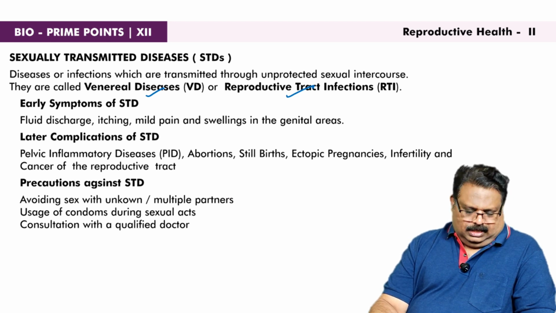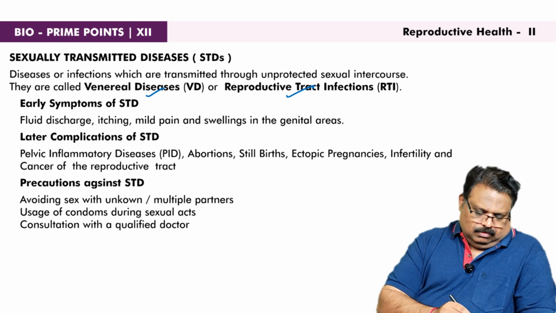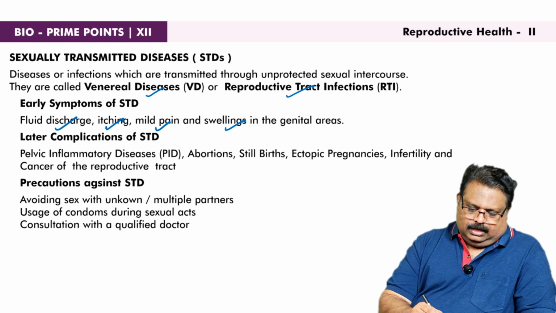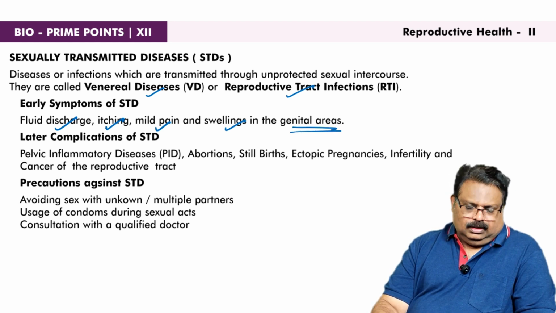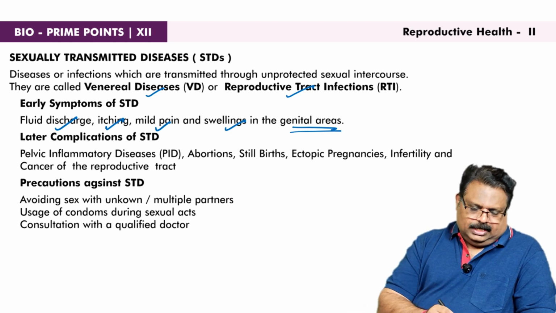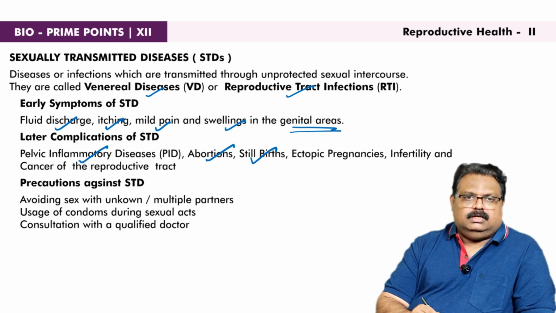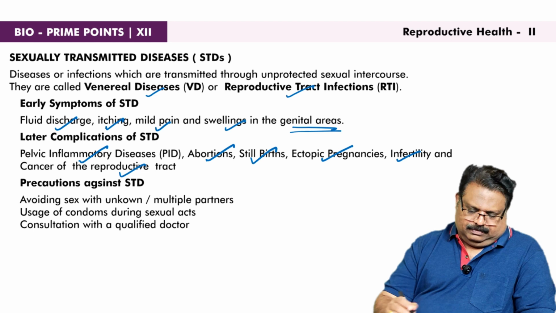What are the early symptoms of STD? The early symptoms of STDs are fluid discharge, itching, mild pain and swelling in the genital area. These are the early symptoms. But if untreated, later complications may arise, and the later complications of STD include pelvic inflammatory disease or PID, abortions, stillbirths, ectopic pregnancy, infertility, and cancer of the reproductive tract.